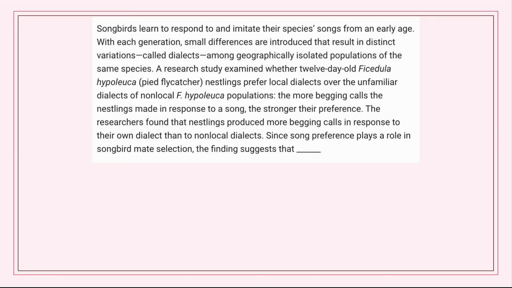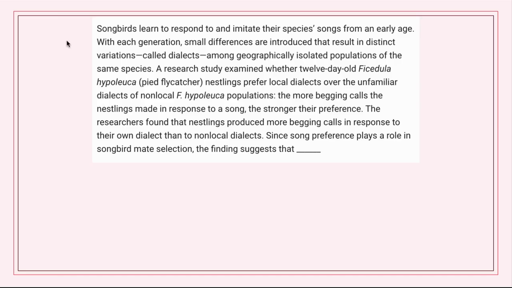A researcher's study examined whether 12-day-old nestlings prefer local dialects over the unfamiliar dialects of non-local bird populations. The more begging calls the nestlings made in response to a song, the stronger their preference. So they're doing an experiment to see if they like their local songs more or foreign songs more. The researchers found that the nestlings produced more begging calls in response to their own dialect than to non-local dialects. Since song preference plays a role in songbird mate selection, the findings suggest that blank.